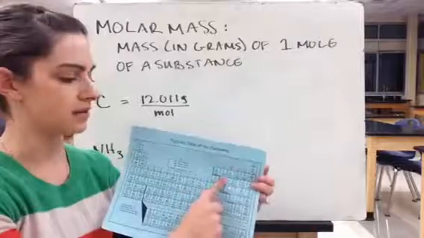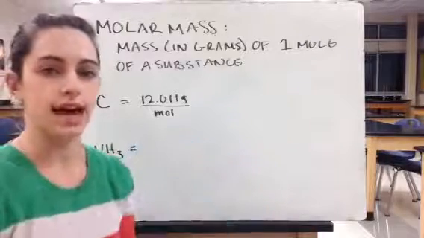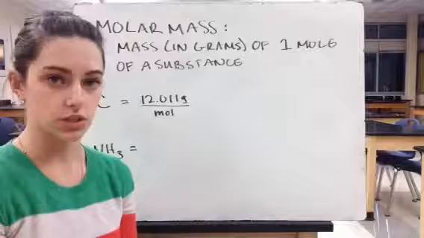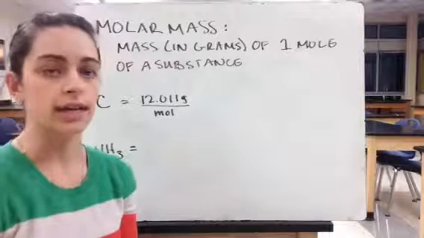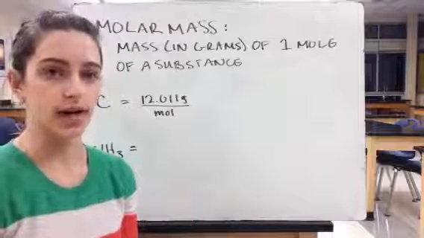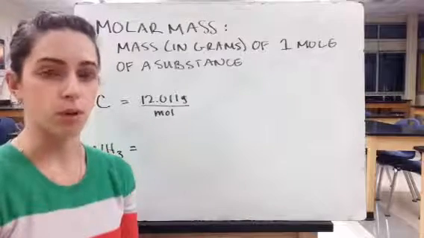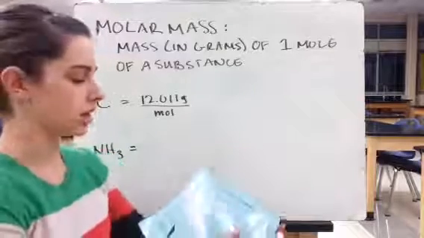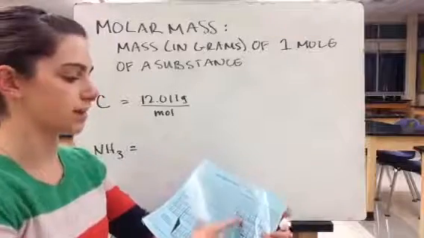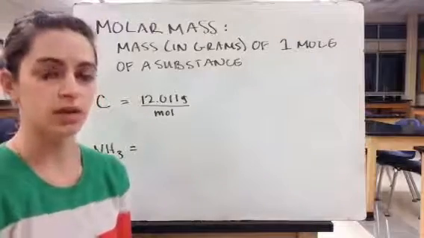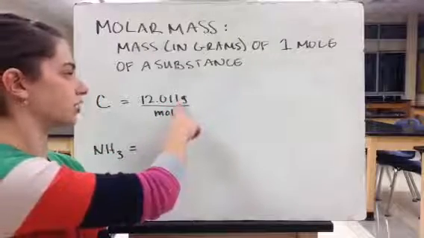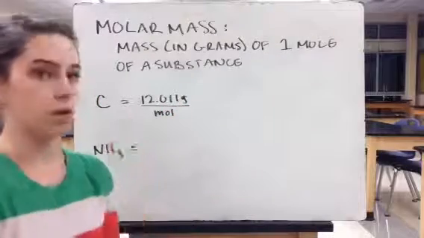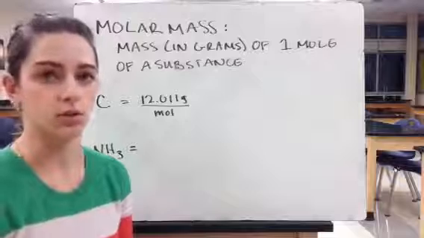So remember, this bottom number on the periodic table is either your mass in AMUs of single particles or single atoms, or it's the molar mass in grams per mole of a mole of that substance. So the number under carbon, the mass number, is 12.011. If we're talking about the molar mass, we can say that it's 12.011 grams per mole, or 12.011 grams in 1 mole of carbon.